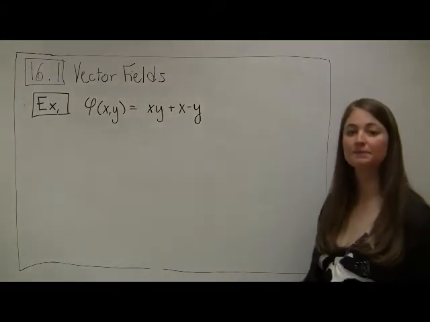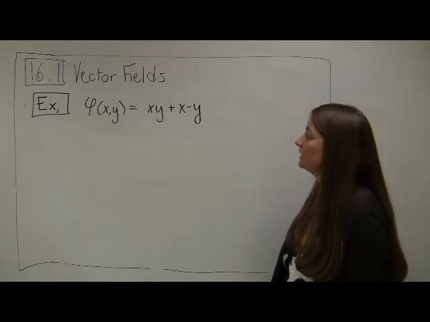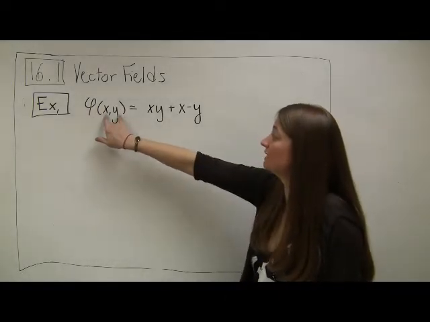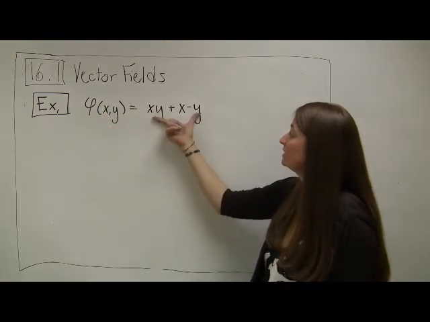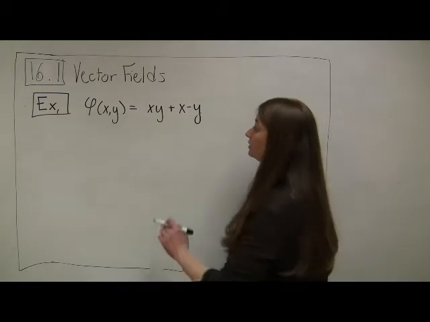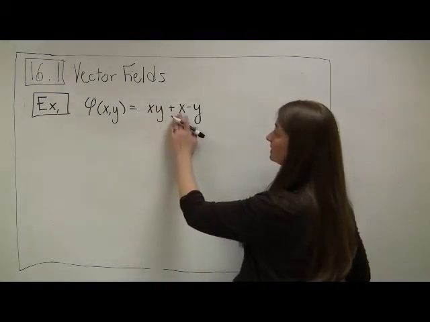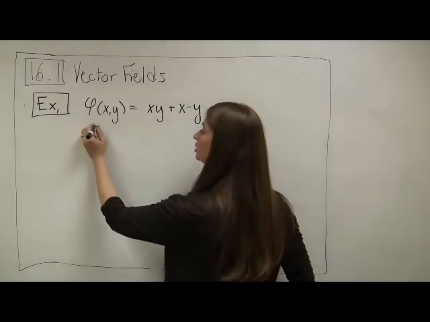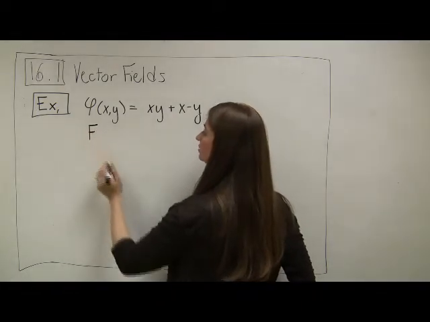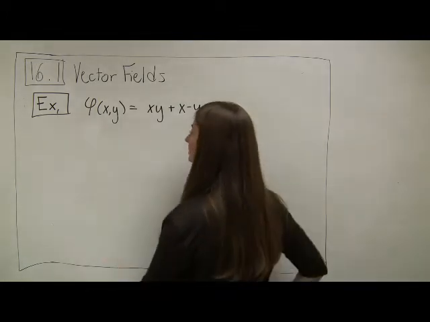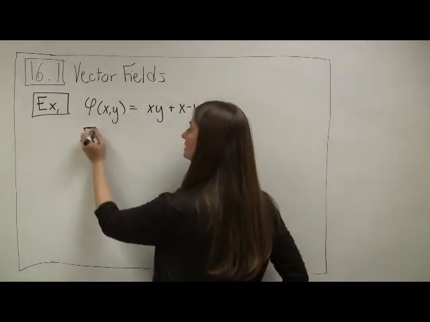Let's do another example. Hopefully this is a pretty straightforward computation. Let's say that our potential function, a real valued function that has inputs x, y, and outputs that's just some real number, not a vector, our potential function phi is given by xy plus x minus y. And I want to know what is the gradient vector field associated with phi. And so in order to find my gradient vector field, I'm going to take the gradient of phi.